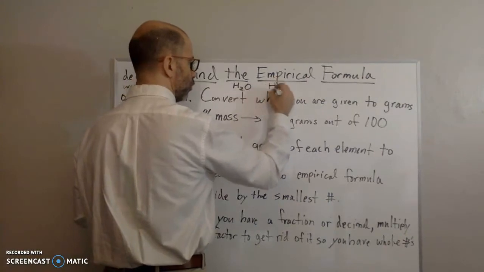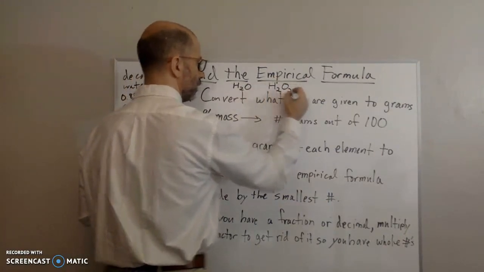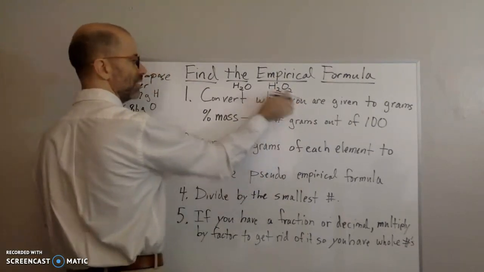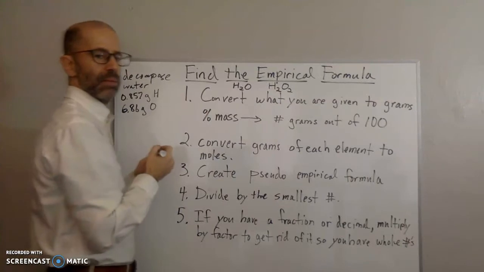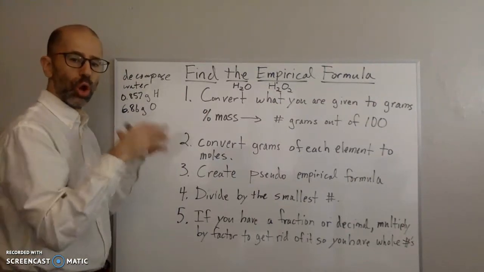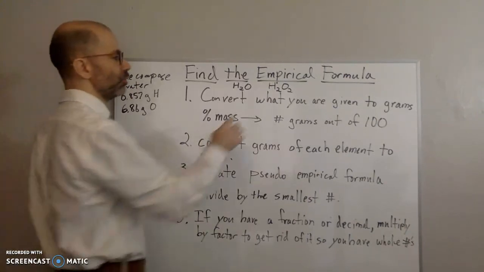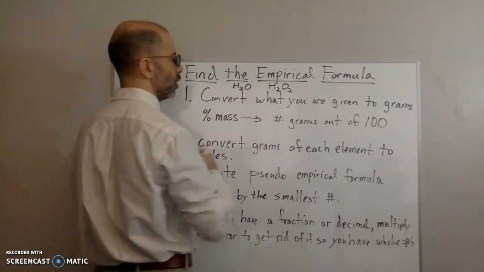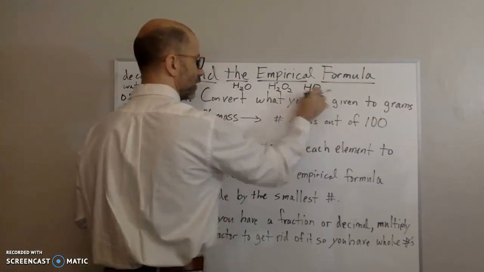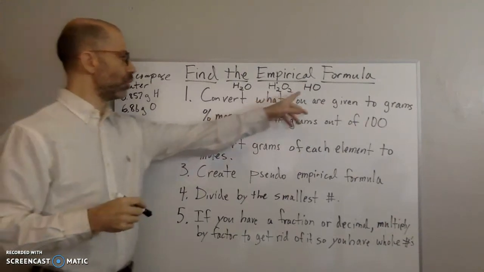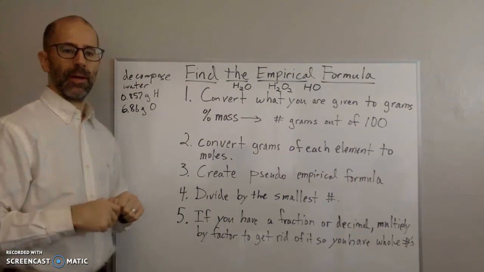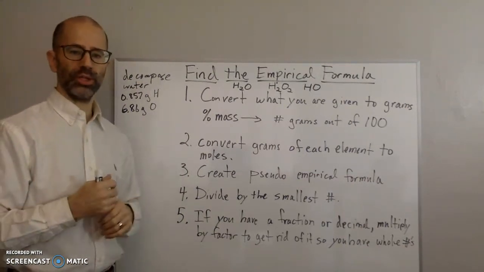My example before was H2O2, hydrogen peroxide. This is a 2-to-2 ratio, so this is not the empirical formula, because the empirical formula, by definition, is the formula with the lowest whole number ratio. So 2-to-2 can be reduced to 1-to-1, and the empirical formula for hydrogen peroxide is HO. So we're looking for the lowest whole number ratio between the elements, and that's going to be a mole-to-mole ratio.